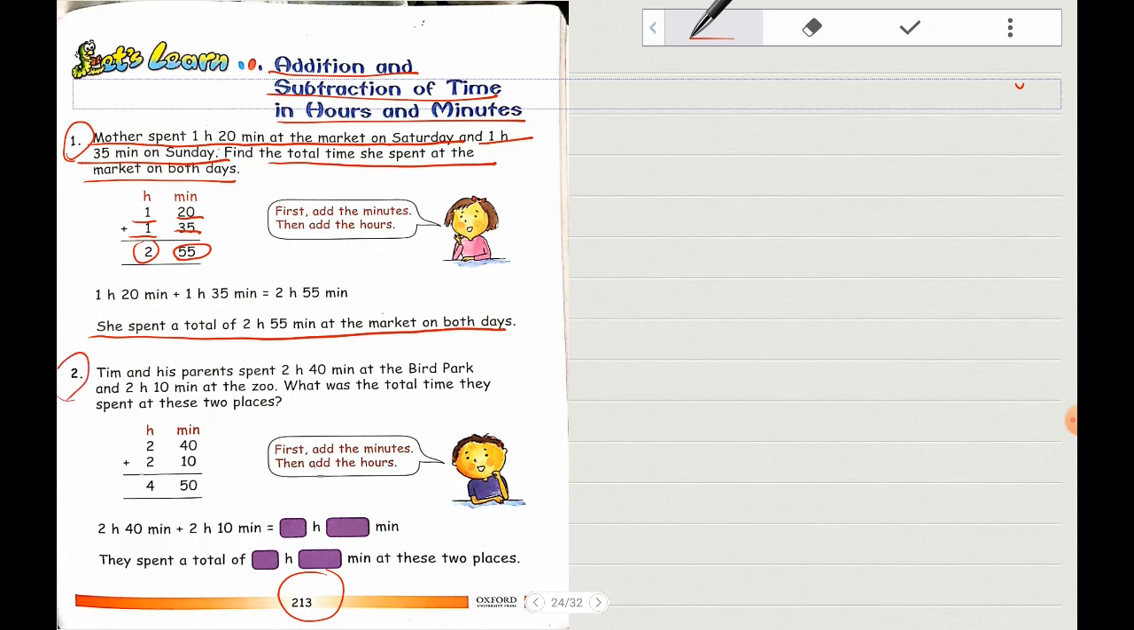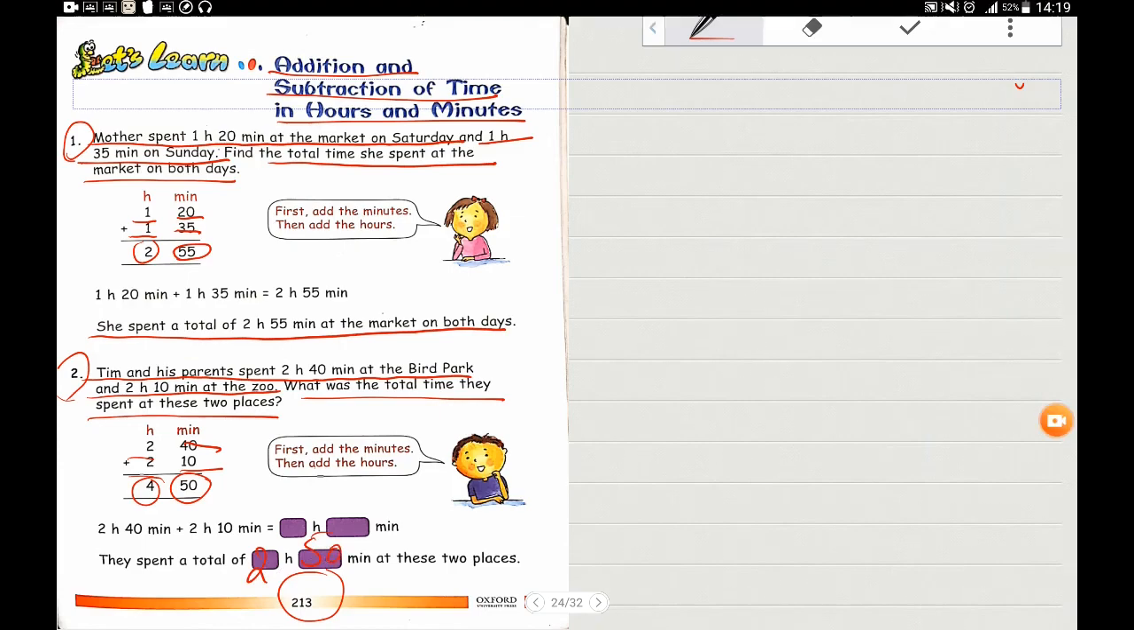Look at the next example. Tim and his parents spent 2 hours 40 minutes at the bird park and 2 hours 10 minutes at the zoo. What was the total time they spent at these two places? Now you can see that again we have written minutes under minutes and hours under hours, right? Now 40 plus 10 is 50, and 2 plus 2 is 4. Now you can easily say that they spent a total of 2 hours 50 minutes at these two places.